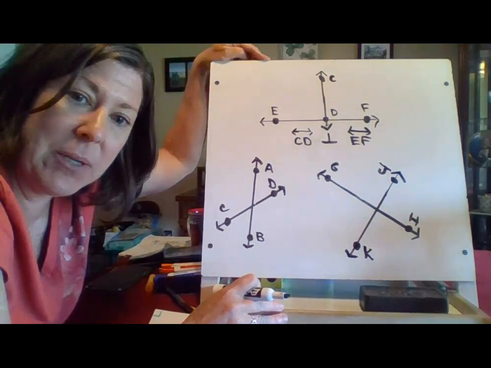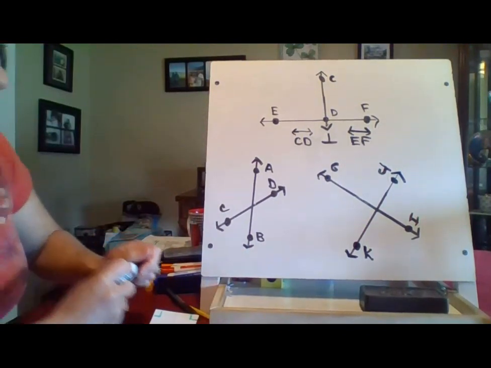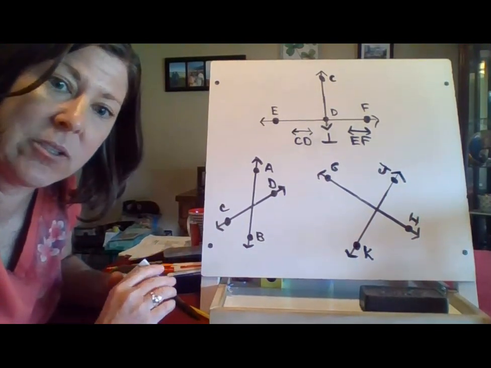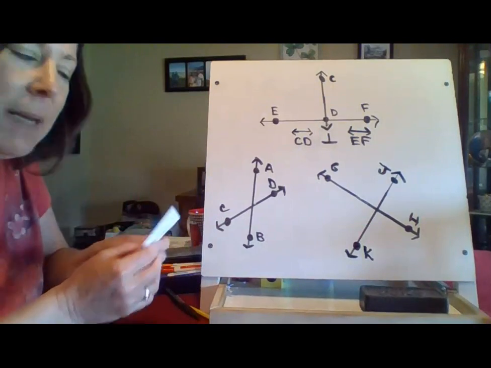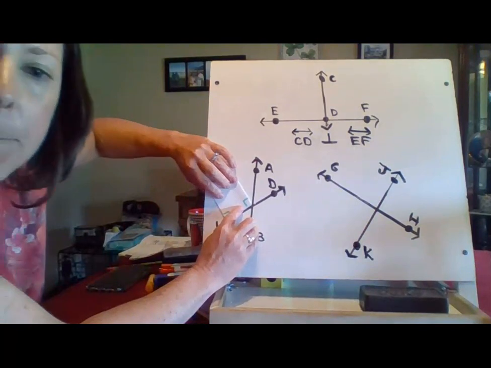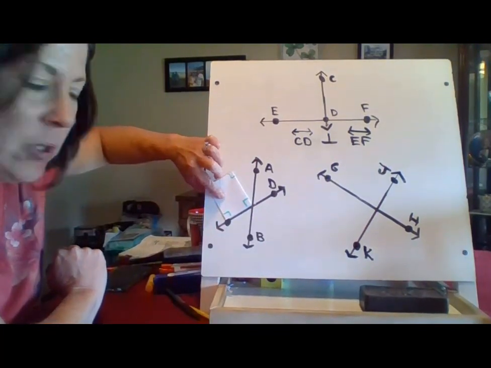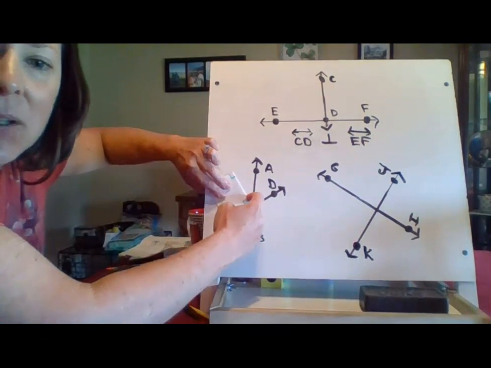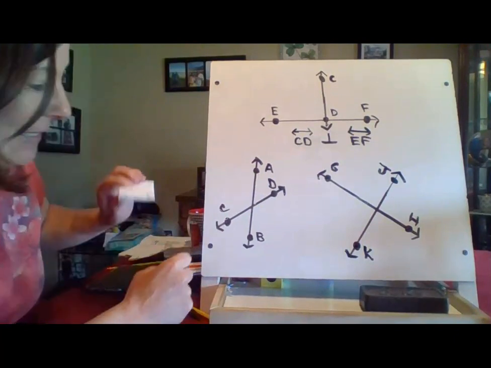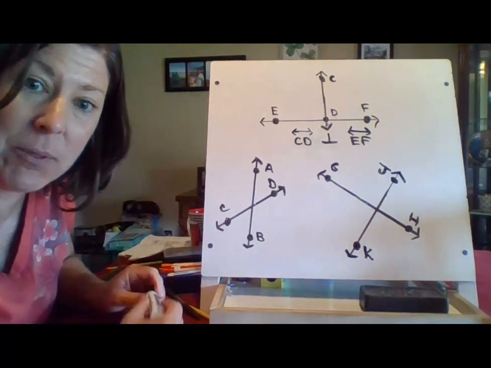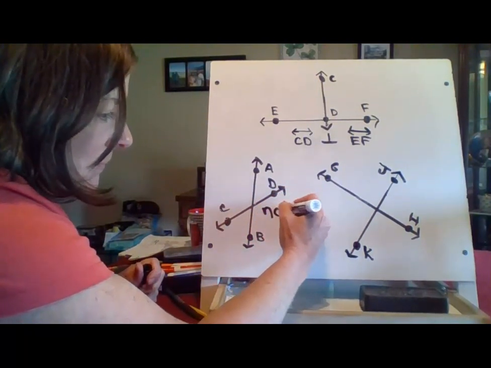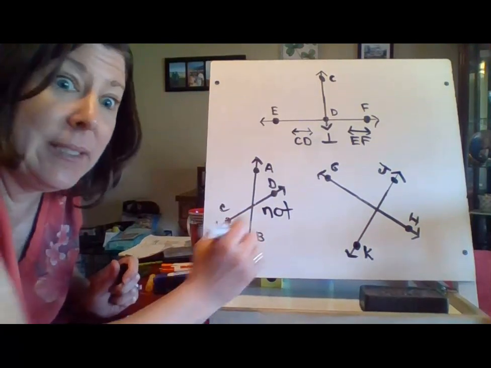Let's look at our second example. I have line AB and line CD that are intersecting. So I'm going to use my template. I'm going to line it up on the bottom line and whoa, no way, that's where the right angle would be. This is definitely an obtuse angle. So these are not perpendicular. So I'm just going to write not perpendicular.